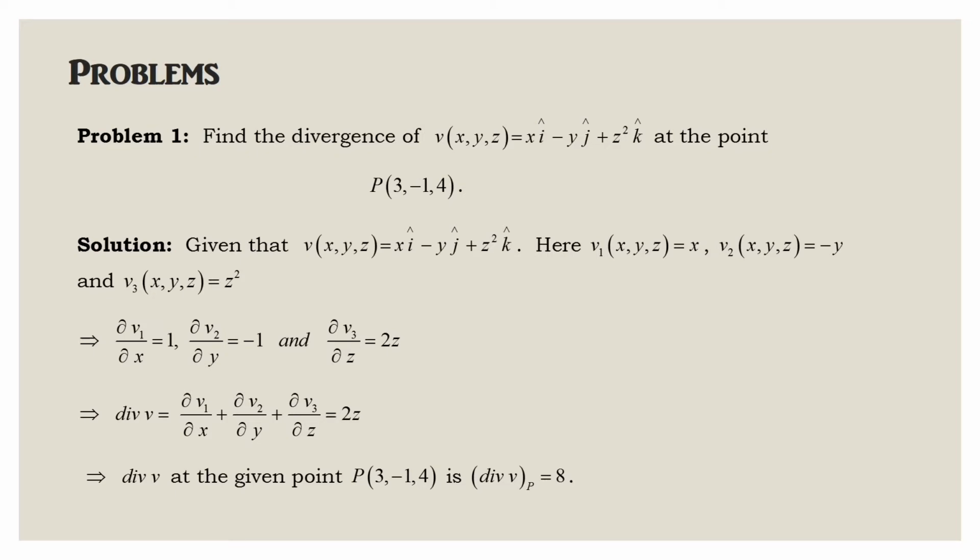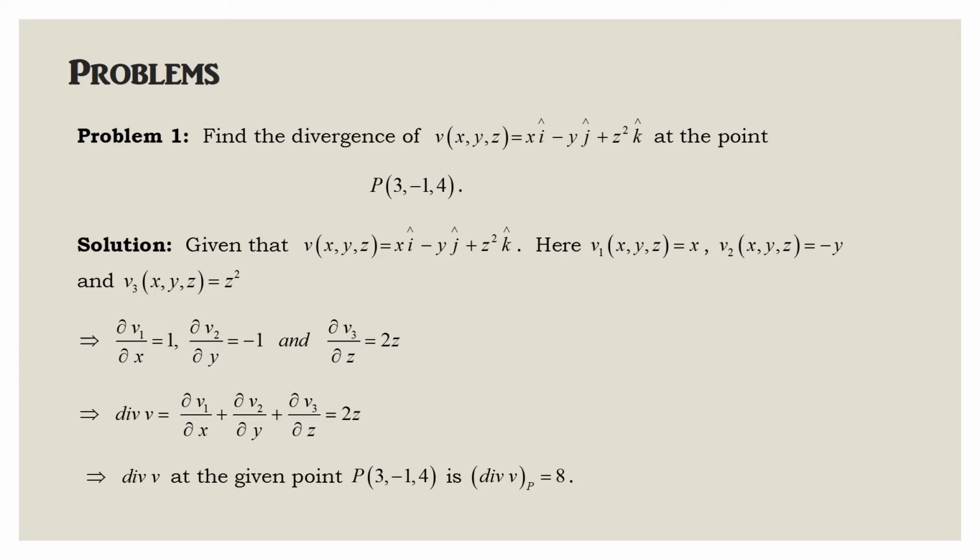Let's take a few problems on the concepts which we have learned so far. As a first problem, let us consider a vector field v of x comma y comma z equals x i cap minus y j cap plus z square k cap. In this problem, we need to find out the divergence of v at the given point, say p equals 3 comma minus 1 comma 4.